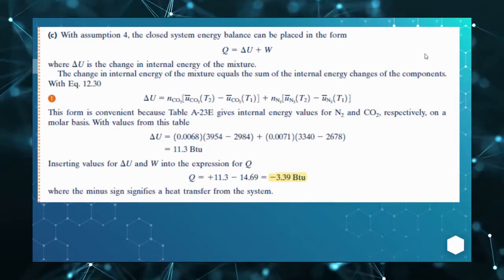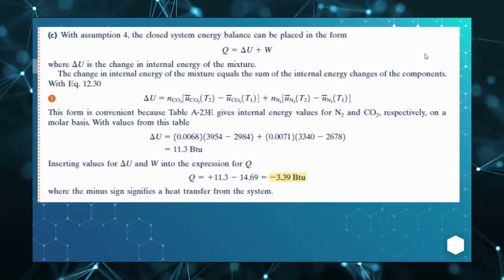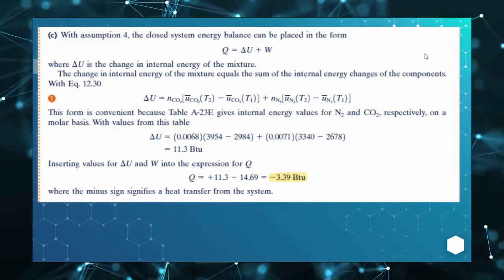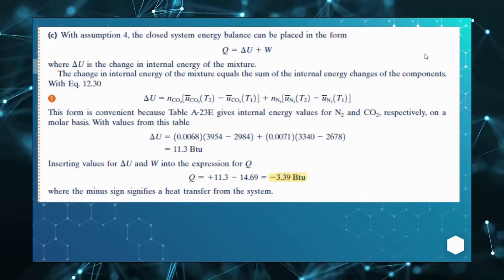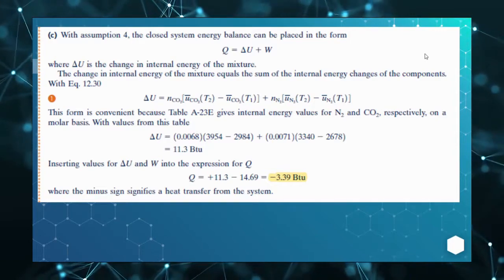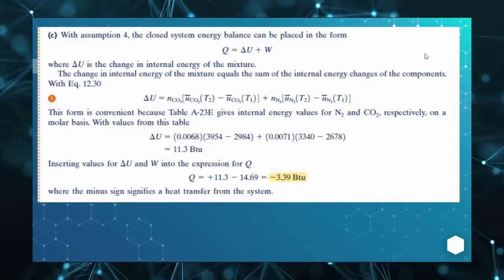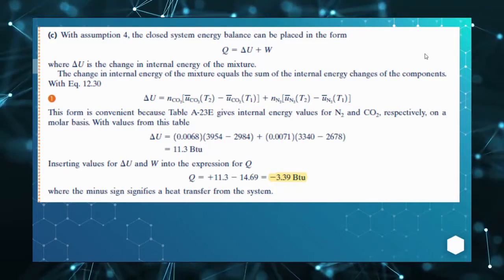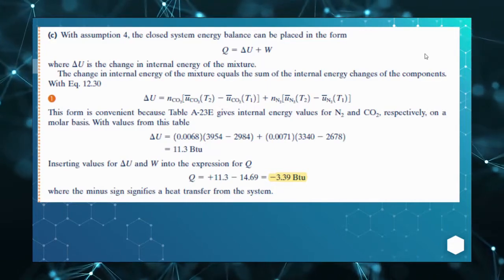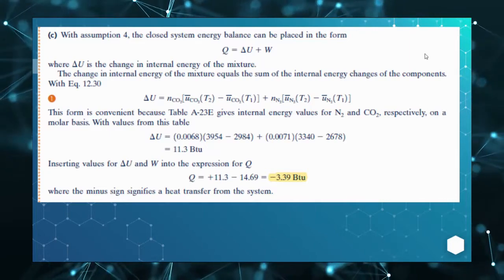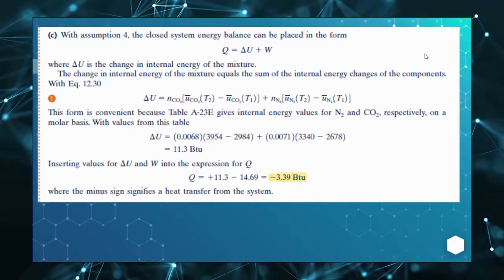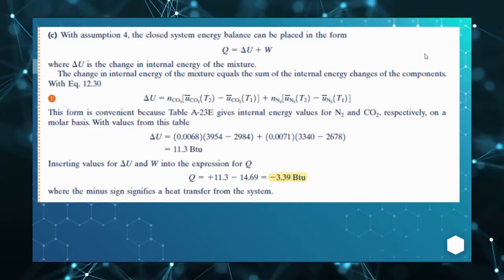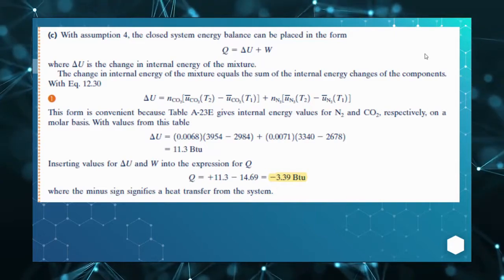So since we have the value of work, we will find the value of the internal energy of the mixture. The change in the internal energy of the mixture equals the sum of the internal energy changes of the components. As you can see on your screen, for the change of internal energy, we will input all the given values provided lately. So we arrive at a change of internal energy equal to 11.3 BTU.